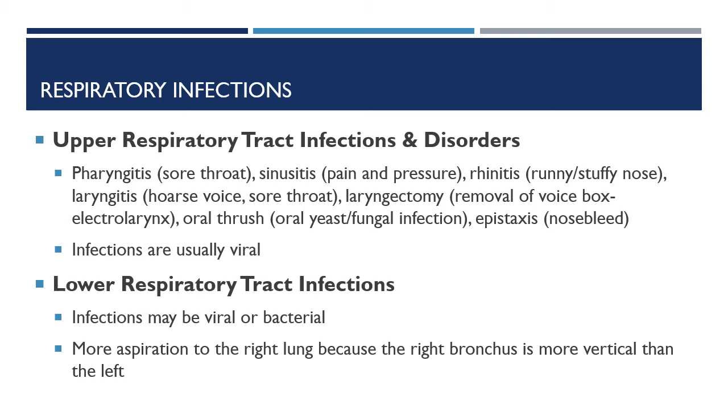So if we have a patient who's semi-comatose and they vomit, most of the vomit when they aspirate into their lung is going to go into their right mainstem bronchus, or any foreign body such as a peanut. Okay, typically the right lung is going to get the foreign body.